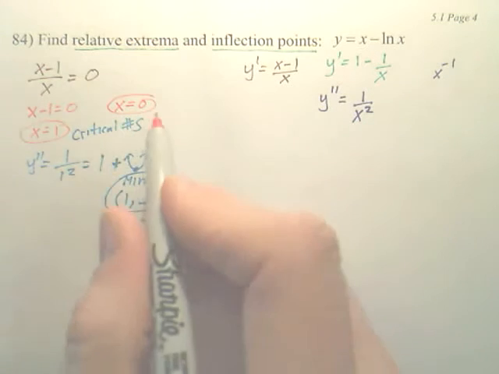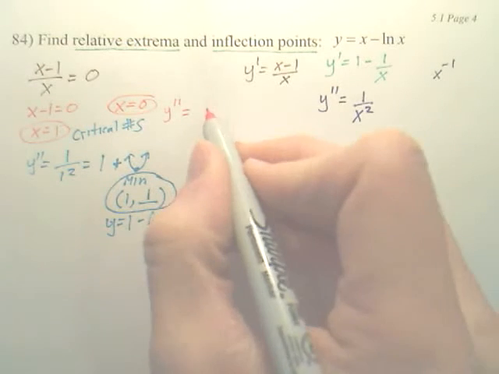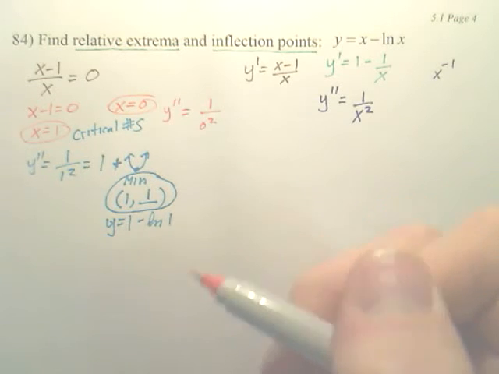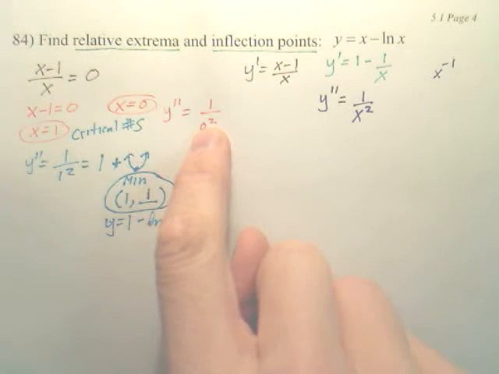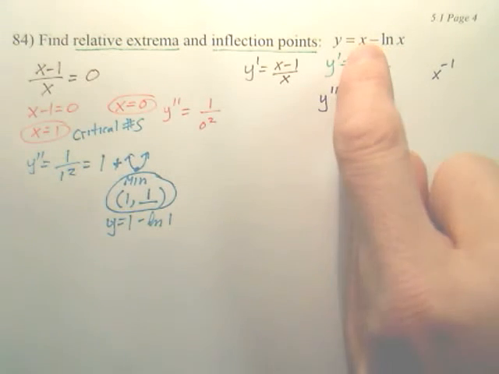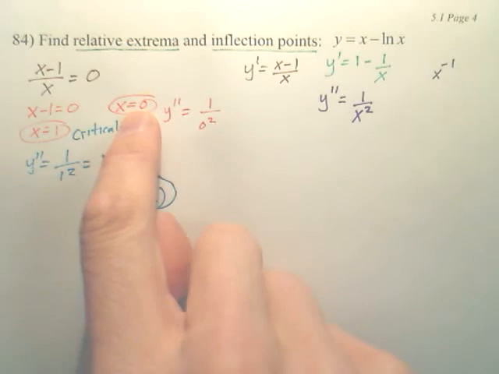Now let's check the other one. When we plug in 0, we get 1 over 0 squared. That doesn't work, does it? So that can't work for the second derivative test. It doesn't mean it's not a max or min, but we have to check it. So before we go back and do the first derivative test, let's check if x equals 0 is an answer. That's 0 minus, what's ln 0? You cannot take the natural log of 0. Do you understand this is an asymptote or a hole or something? So could it be a relative extrema?